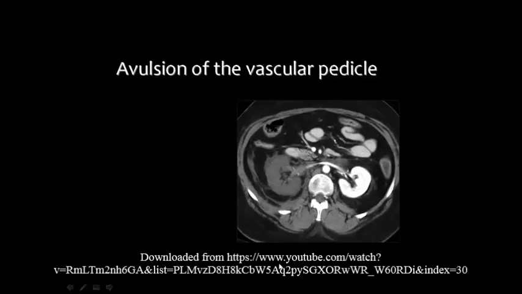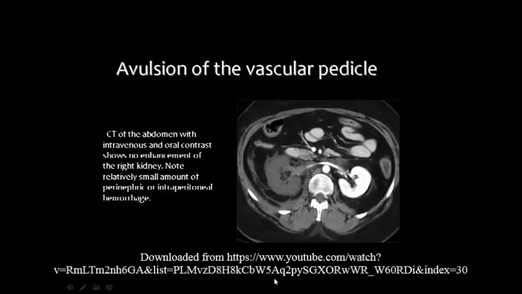But if you look at a traumatized patient, and you can notice this finding, the left kidney is excreting contrast well, but the right kidney does not excrete contrast. Then you know that contrast material is not able to go into the kidney. Then you know that the vascular pedicle has been avulsed. And whenever you see this, you can easily diagnose avulsion of renal vascular pedicle by CT.